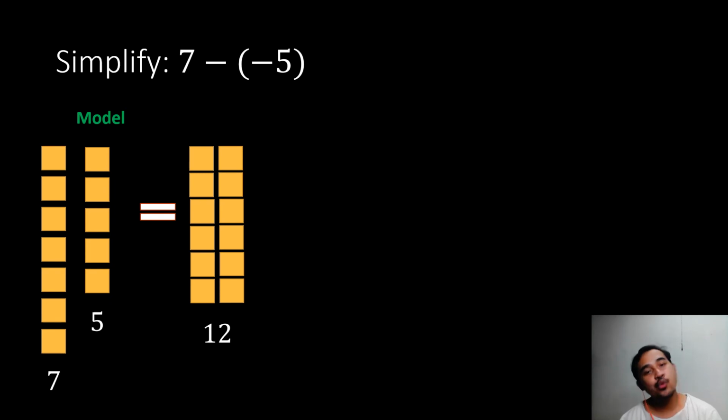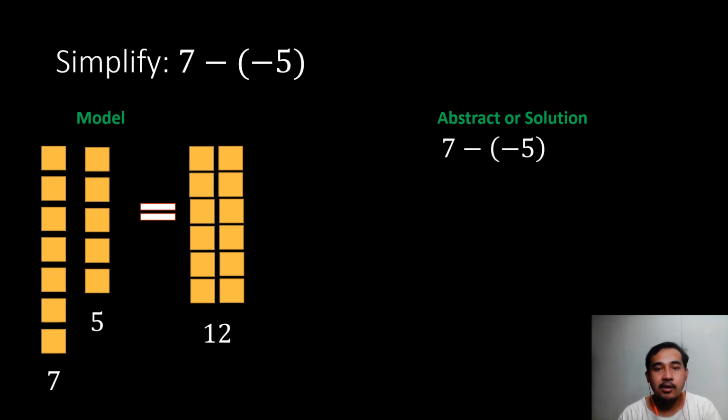Now, in abstract or solution, this is what will happen. Writing the given 7 minus -5. Changing the sign of the subtrahend, 7 plus 5, and then the answer would be 12.